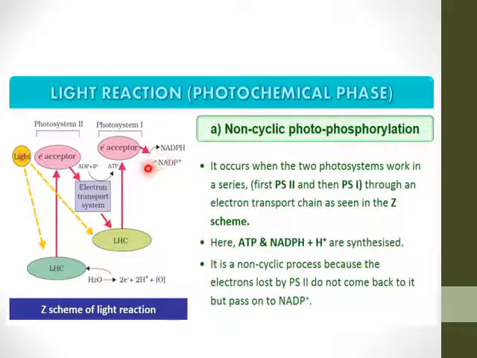It is a non-cyclic process because the electrons lost by PS2 do not come back to PS2, they go to PS1 and then to the NADP to form NADPH. That's why it is known as non-cyclic photophosphorylation.